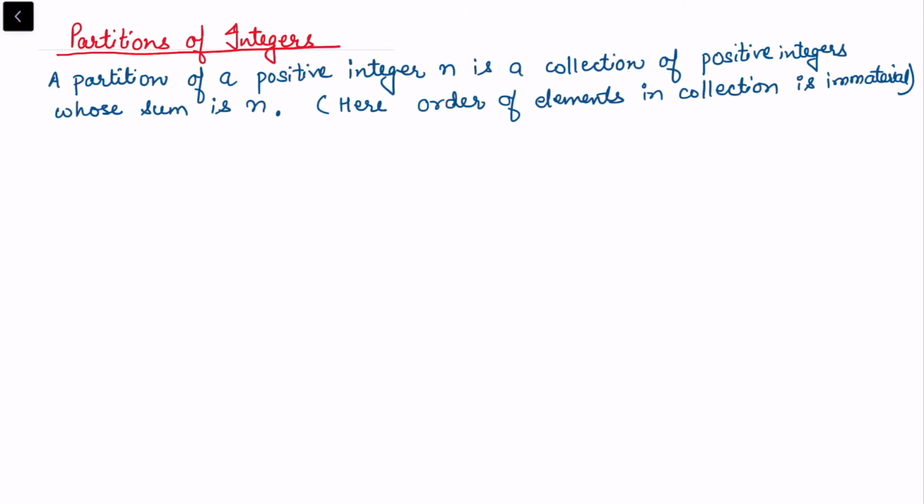A partition of a positive integer n is a collection of positive integers whose sum is n. So let me first take a few examples to explain this case. Say for example n is equal to 1. We consider a positive integer n, and then I want to write the collection of positive integers whose sum is n. So in this case we can only take the relevant partition for n is equal to 1, that is 1 only, because 1 can be written as the sum of positive integers, and this is the only possibility.